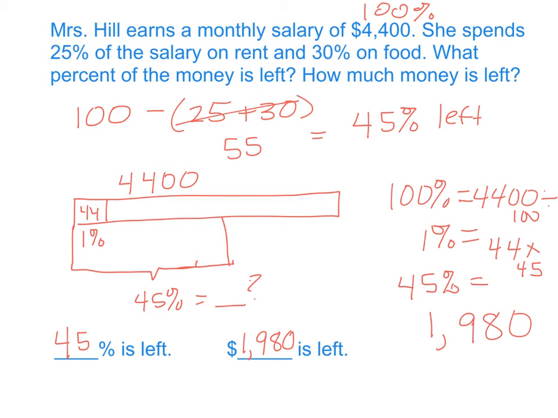I also could have taken 45% of, which means times, 4,400. That would have been 45 over 100 times 4,400 over 1. Dividing by 100 gives me 1 and 44. And so multiplying 45 times 44 still gives me 1,980. Again, you can choose either method to find your answer.